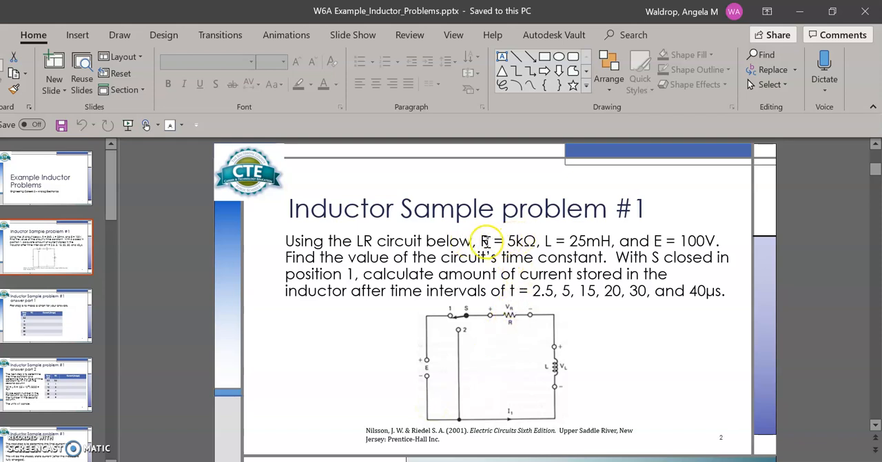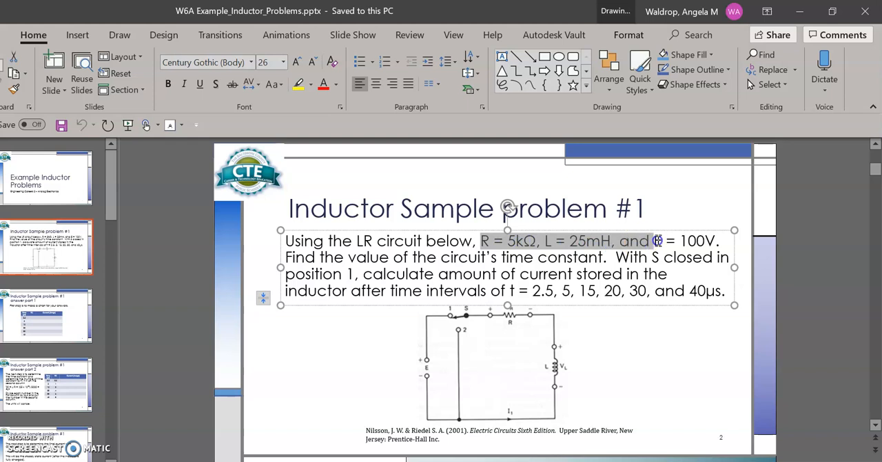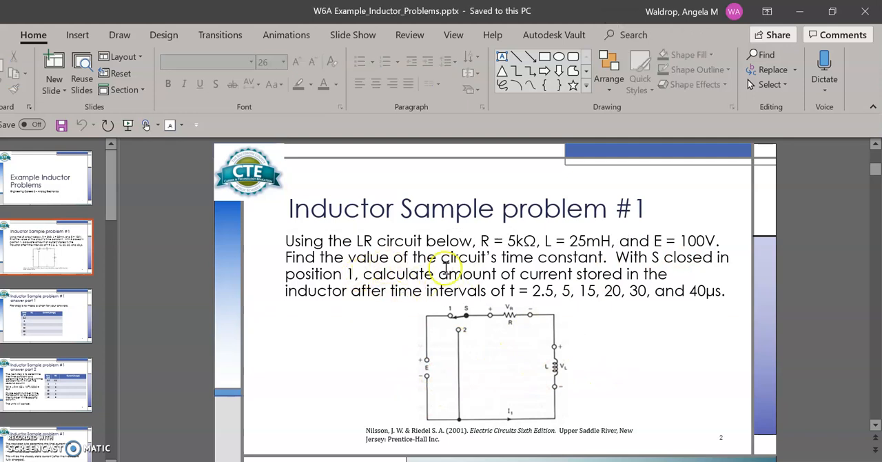What we have here is some given information: the resistor size, the inductor size, and the battery size. The resistor size is 5 kilo ohms, that's 5,000. The inductor size is 25 millihenries, and the voltage is 100 volts. We need to find the circuit's time constant first, and when it's closed, figure out what current is stored in the inductor at 2.5, 5, 15, 20, 30, and 40 microseconds.